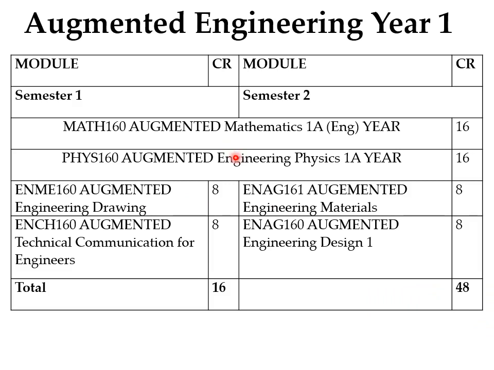Augmented Engineering Physics 1A is one of the 6 modules that you registered for this year. It is a year-long module, which means that it is offered over 2 semesters, and you receive your final mark in the 2nd semester.